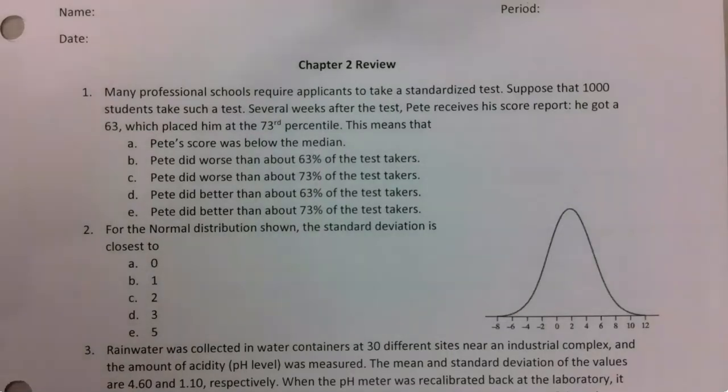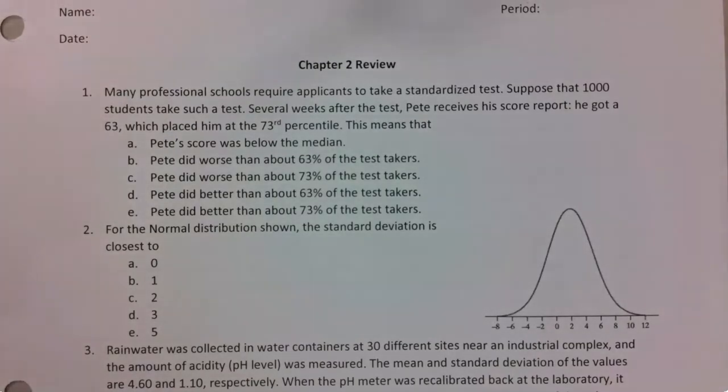This means that A, Pete's score was below the median. B, Pete did worse than about 63% of the test takers. C, Pete did worse than about 73% of the test takers. D, Pete did better than about 63% of the test takers. Or E, Pete did better than about 73% of the test takers.